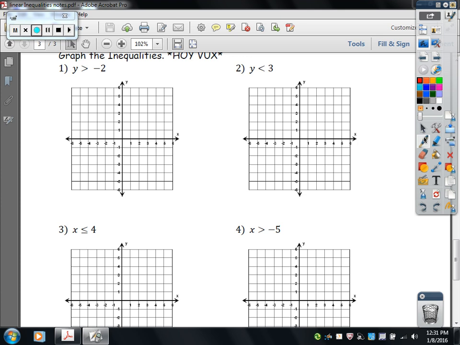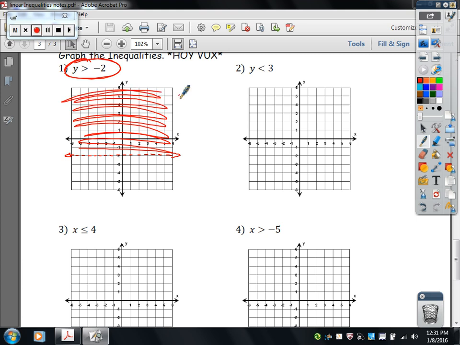So this one right here is a horizontal line. Is it going to be solid or dashed? Dashed at negative 2. Watch how easy this is, guys. This is where the trick really comes in handy. This says y is greater than negative 2. Well, where are the y values that are greater than negative 2? Are they above it or below it? Above. Oh, that was easy. Super easy. How'd you do that?